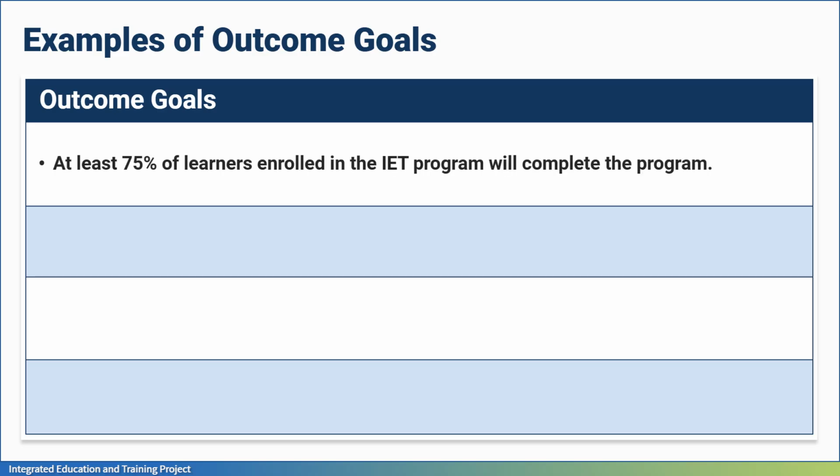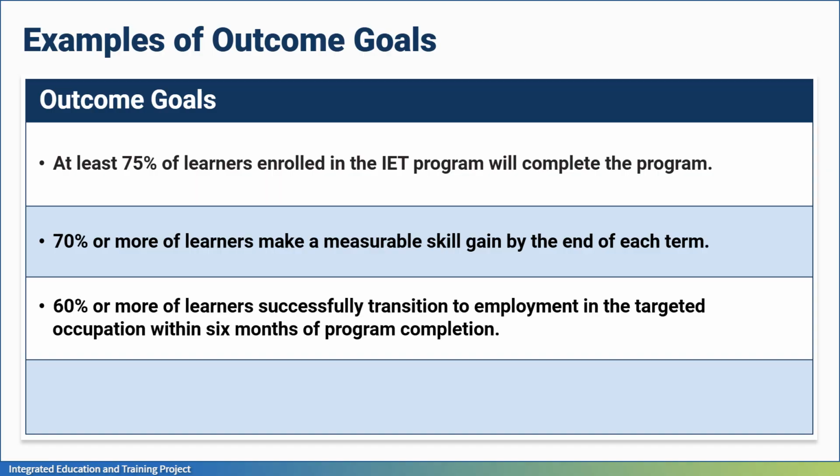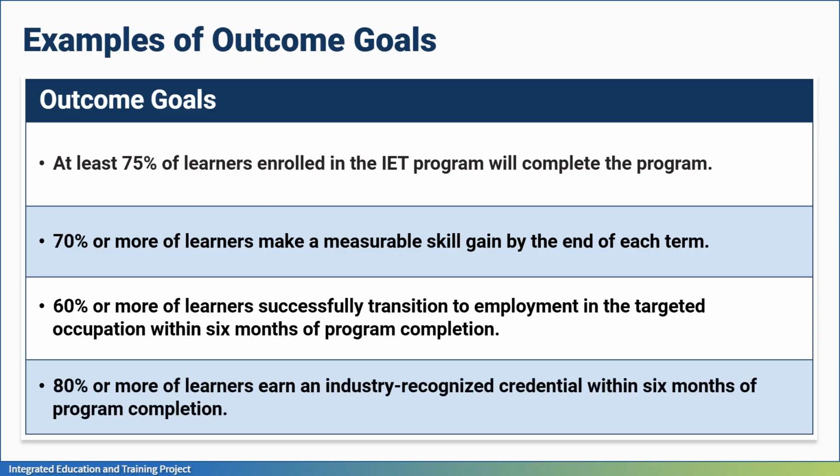Let's look at examples of goals that IET programs may set related to outcomes. At least 75% of learners enrolled in the IET program will complete the program. 70% or more of learners make a measurable skill gain by the end of each term. 60% or more of learners successfully transition to employment in the targeted occupation within 6 months of program completion. And 80% or more of learners earn an industry-recognized credential within 6 months of program completion.